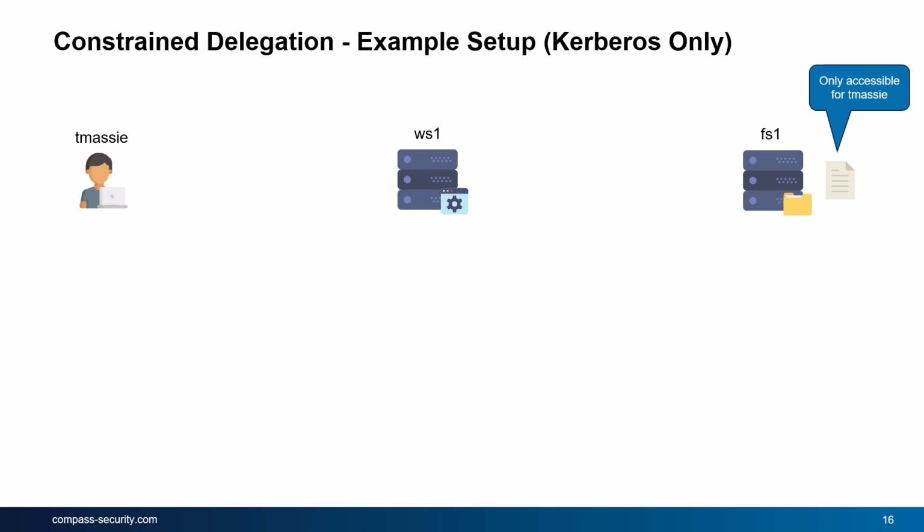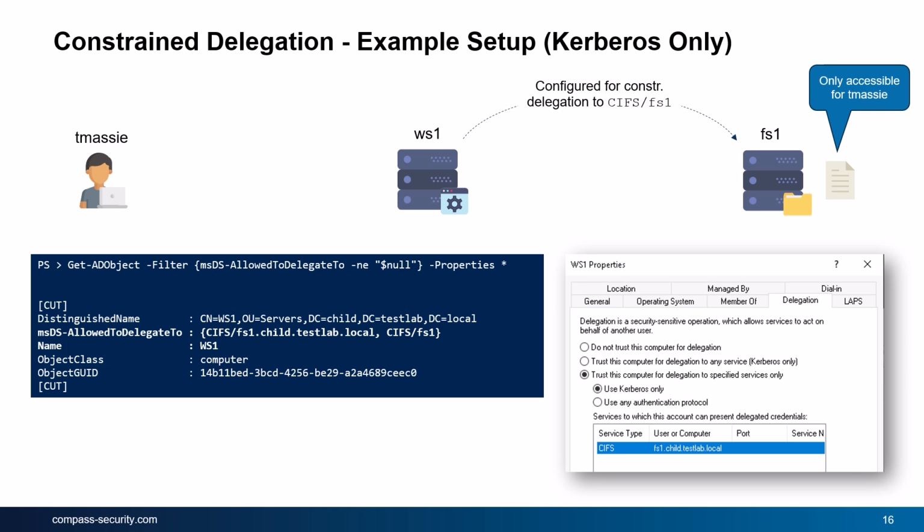What we now can do with constrained delegation is that first we need to configure it. So we need to grant the front-end service delegation rights towards the file share. And that would, in this specific scenario, look like that. So we trust this computer, WS1, for delegation to specified services only. We set Kerberos only mode, and then we list CIFS on FS1 as an allowed target for the delegation. If we query that with the previously seen PowerShell command, the output would look similar to this.